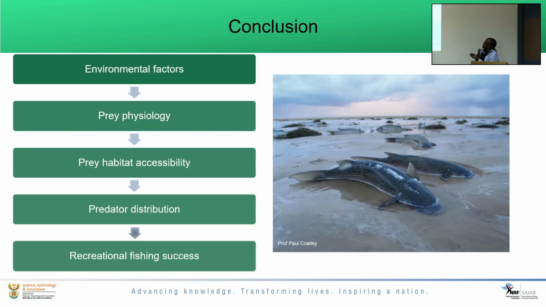So in conclusion, from the study, environmental factors are affecting prey movement, of a lot of fish, by affecting aspects of their physiology, which can also affect the habitat that is accessible to them. This in turn may affect the distribution of predators and potentially recreational fisheries success in the future.